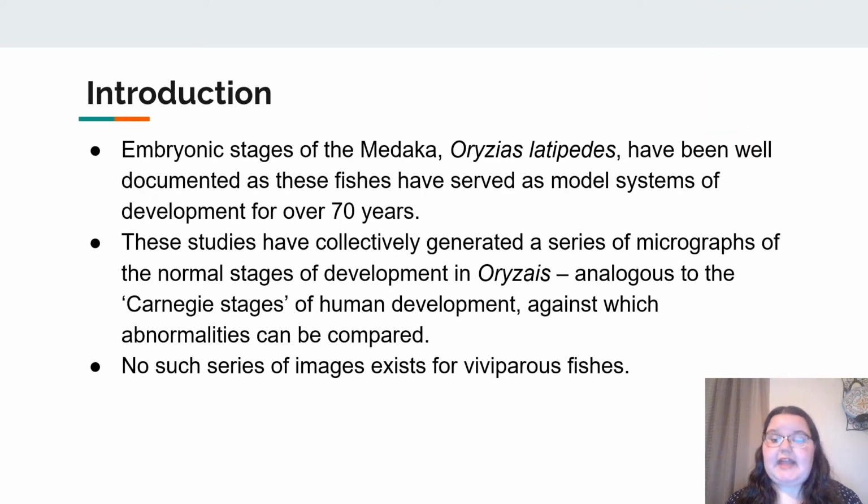So one of the questions we had to ask ourselves is, why is this important? And so when we started looking in the literature, many other species of fish, their embryonic development has been well documented for several years, including the Medaka, and these scientists have been able to collect images which are comparable to the Carnegie stages of development of human embryos and fetuses. So we wanted to be able to do that with mollies because no series of images like this has been collected for any oviparous fish that we could find in the literature.